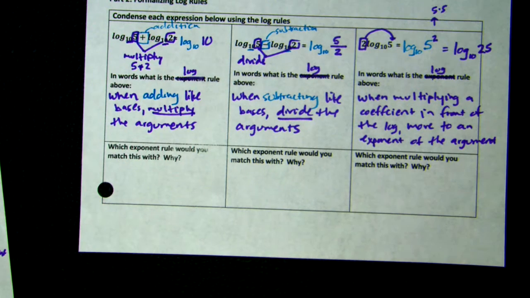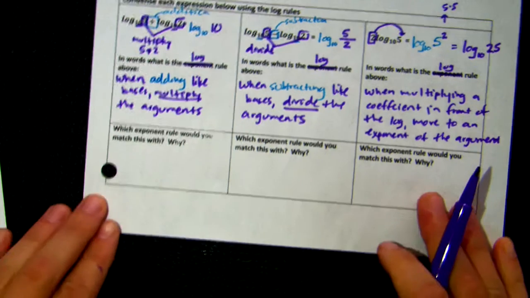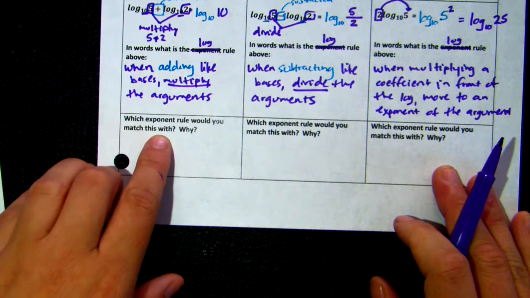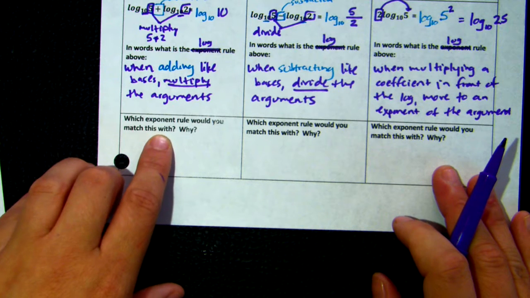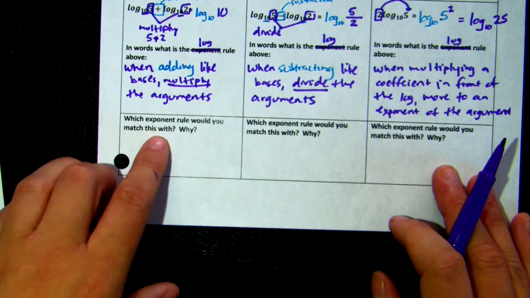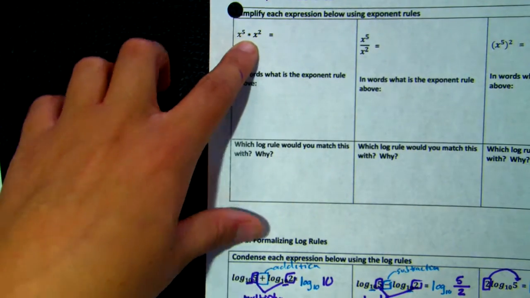Now, what we want to look at next is how does this relate to exponent rules? Why did we even care about exponent rules at the beginning? Why did we go over these first? So these questions here says, which exponent rule would you match this with and why? The one I'm going to pick here is our exponent rule from above, where we are multiplying like bases.